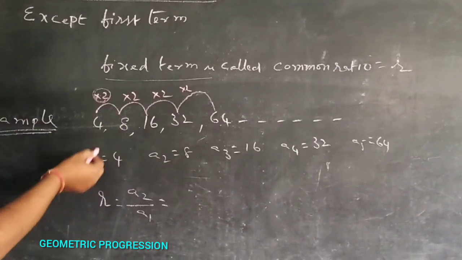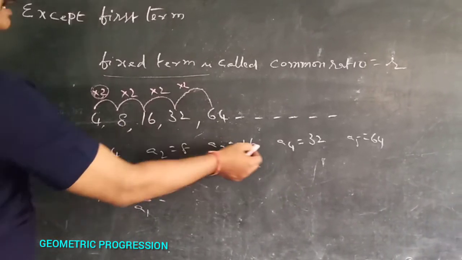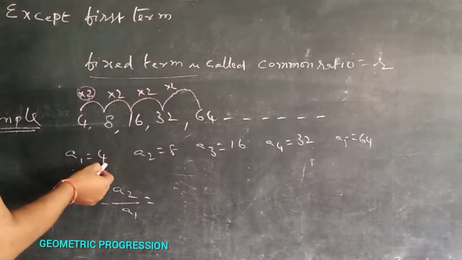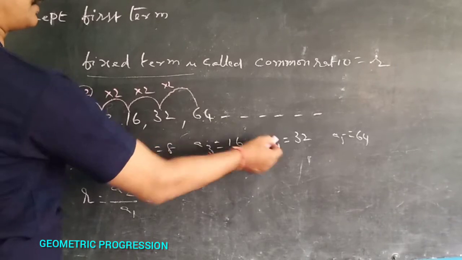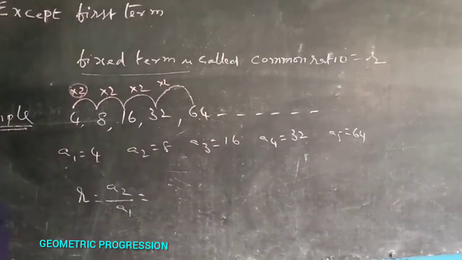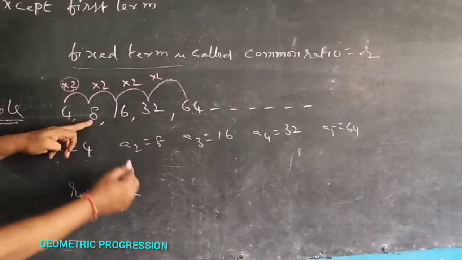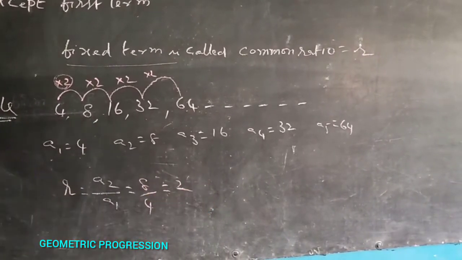So A1 equal to 4, A2 equal to 8, A3 equal to 16, A4 equal to 32, A5 equal to 64, and so on like that. So R is equal to A2 by A1. A2 value is 8, by A1 value 4. 8 by 4 equal to 2.